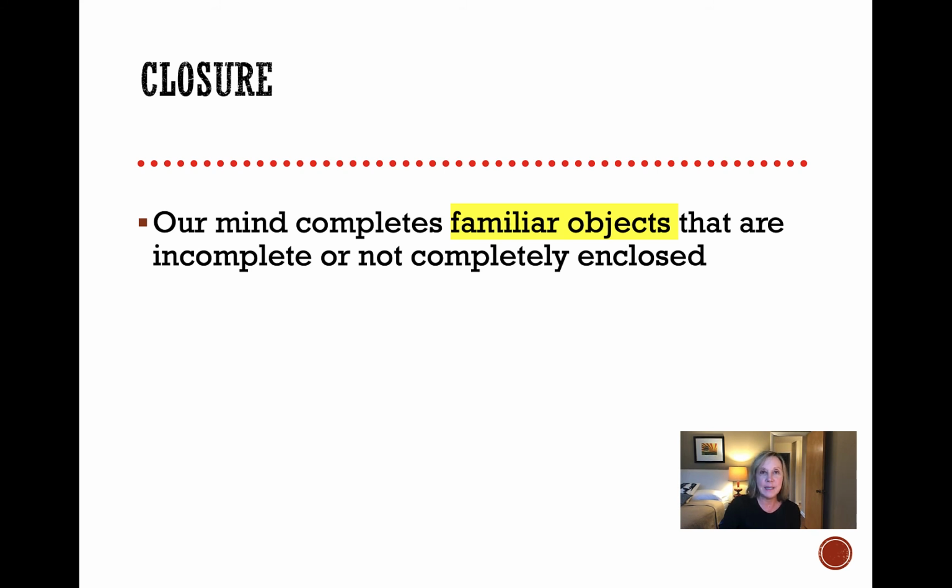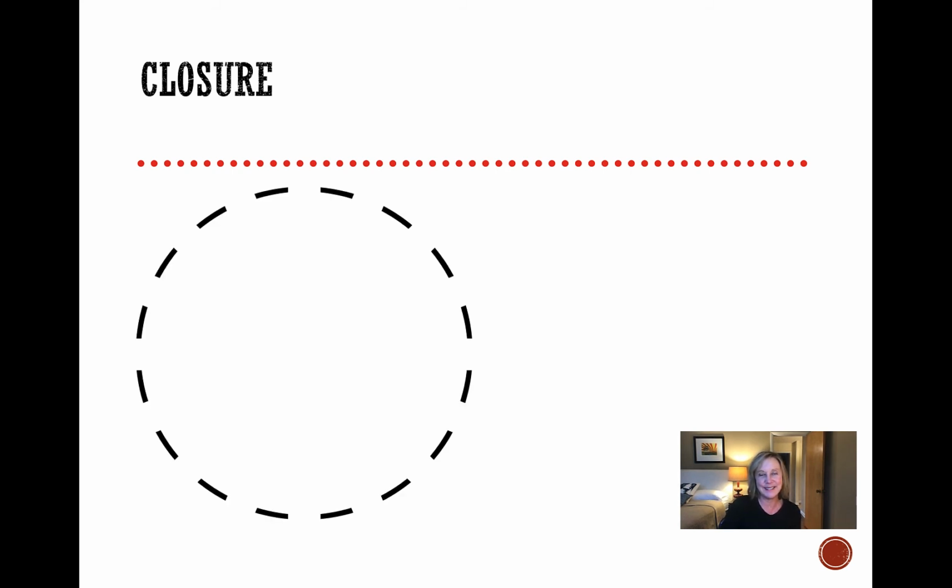And finally, among the Gestalt principles, we have closure. Our mind completes familiar objects that are incomplete or not completely closed. Familiar objects, that's key. A dashed line, but our eye completes this and makes a circle. We know instantly it's a circle. That's your brain at work. That's your brain doing its thing.